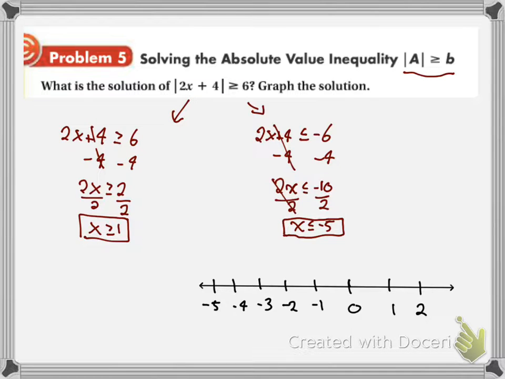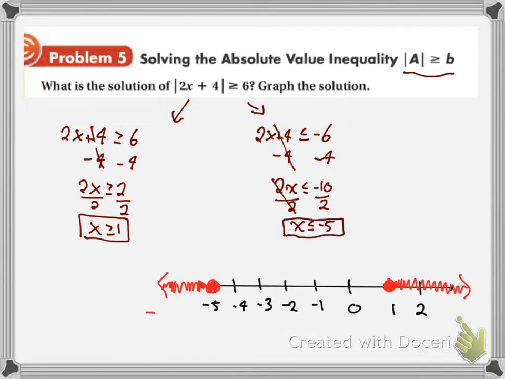So how I'll graph these, I'll plot negative 5, and I'll want to fill that in because it's a less than or equal to. Same goes with the positive 1. And from here, I'll want to graph anything greater than positive 1 and anything less than negative 5.